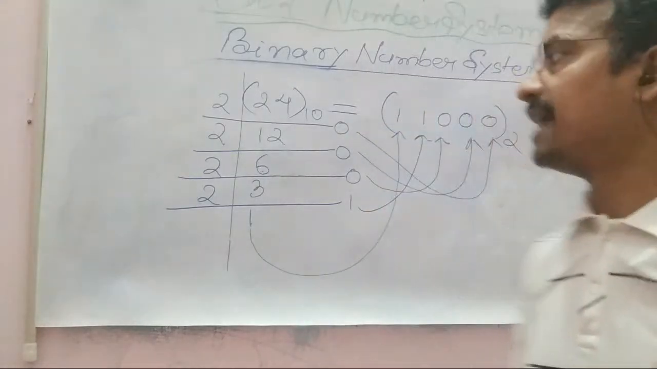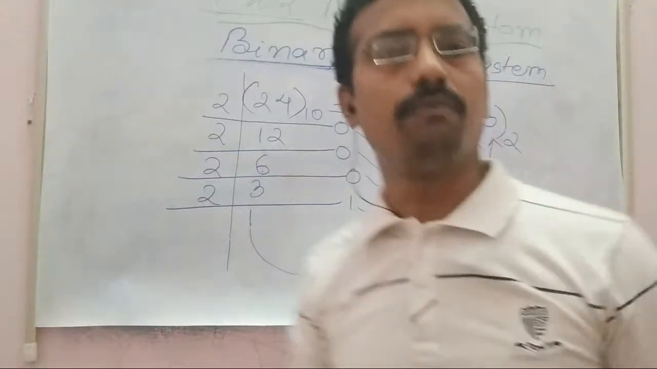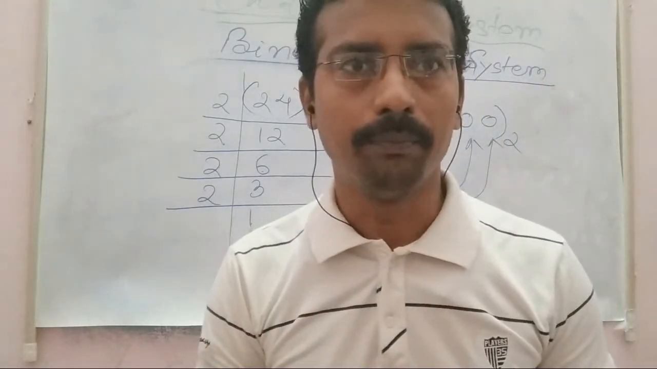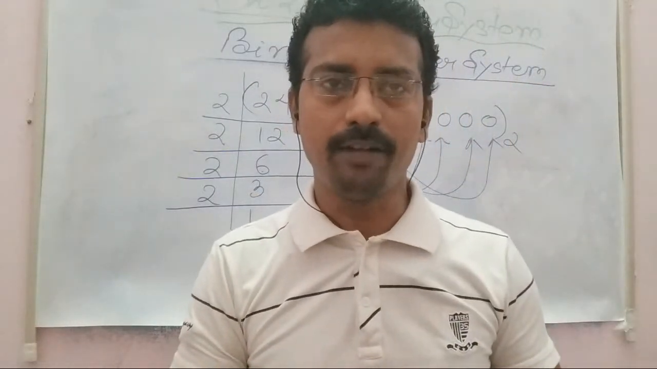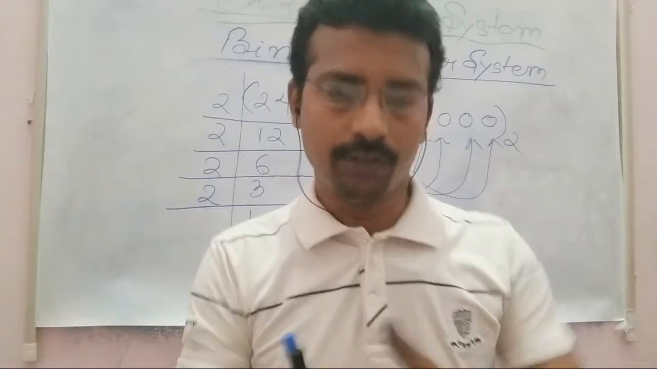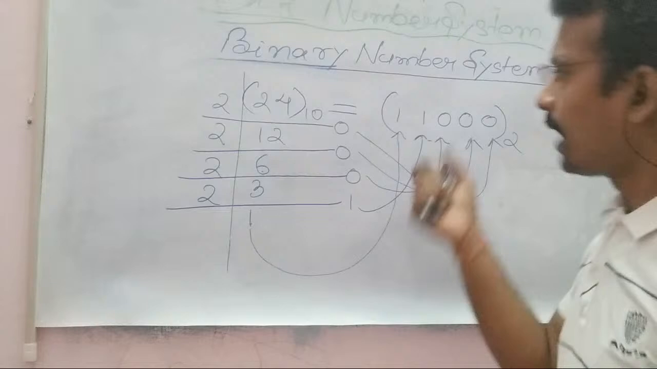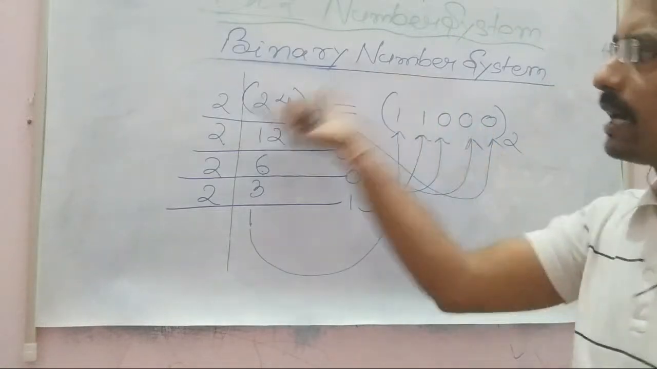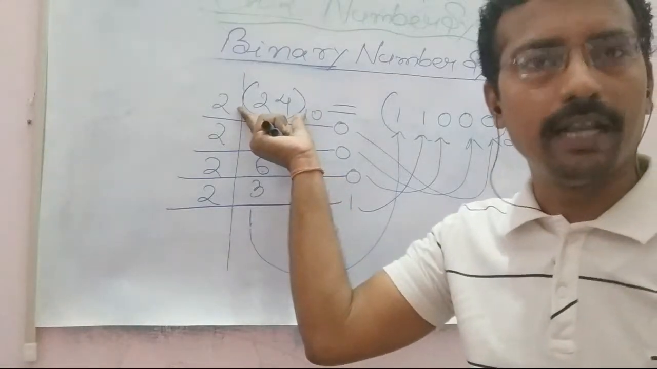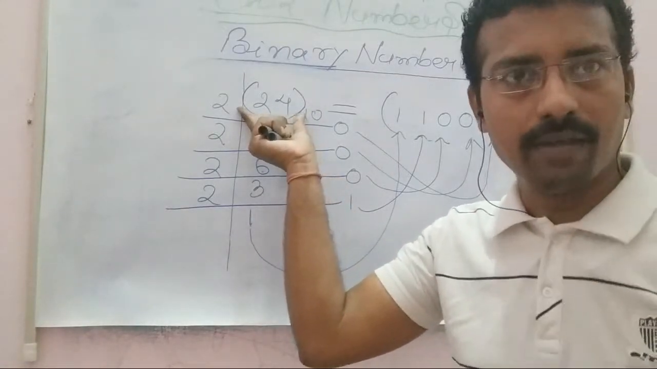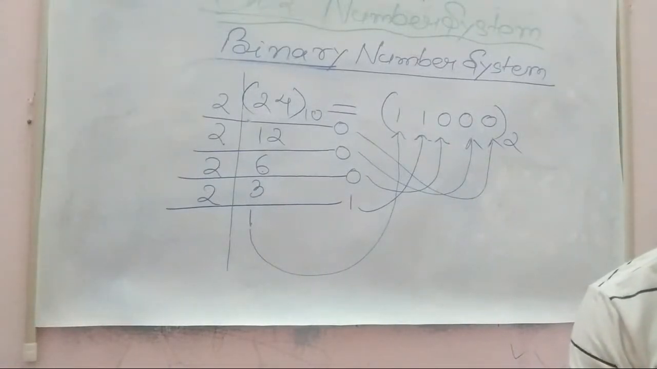Now the question is, this is the binary format, but how will we come to know this is the exact binary value, or what is the base value representation of a binary number? We have just introduced decimal base value representation. In the same way, how will you come to know this is the correct binary number for this decimal number? We need to know that now. So let's see what the procedure is.